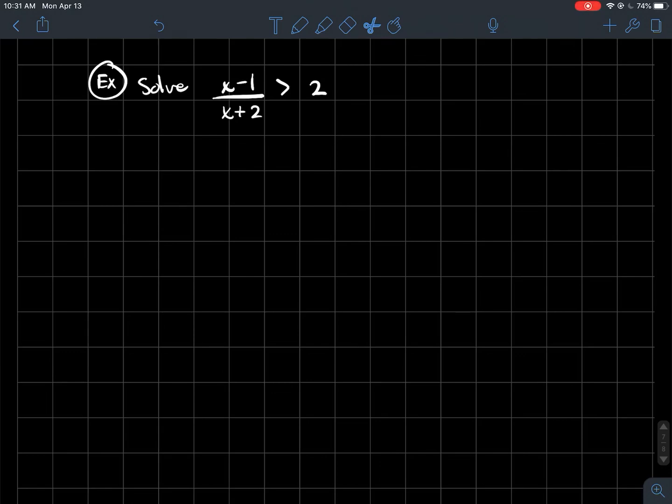This is another video of how you solve rational inequalities, and this is a more complicated example. I've got (x minus 1) over (x plus 2) is larger than 2. So I'll go through the same 5 steps that we did in the last video.